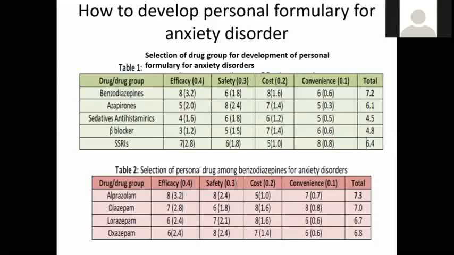Again, we are giving different points, out of 10. For alprazolam, we gave 8. So the total point for alprazolam is 7.3. The safety profile of diazepam is not so good. Comparatively, there is more chance of daytime sleepiness also, so we gave less. So here we get the P drug for anxiety disorder as alprazolam.